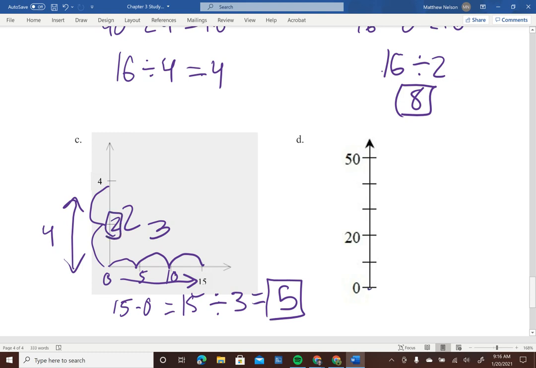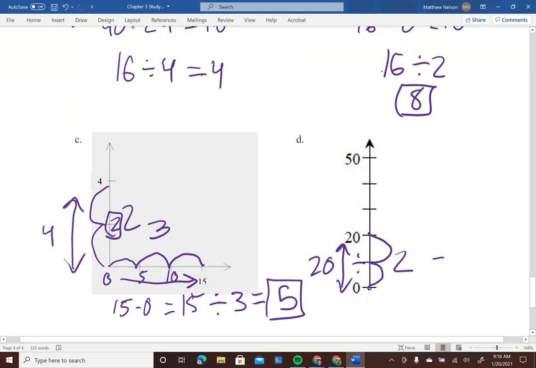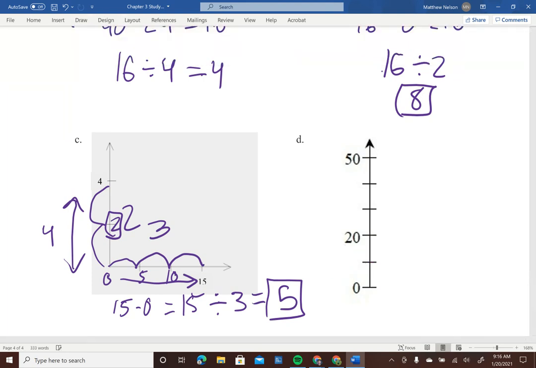All right, one more time. In this case, I'm going to count up 1, 2 jumps. And we're going up a total of 20. So I'm going to do 20 divided by 2, which gives me 10. So we're going up by 10 each hash mark. That's what it tells me. 10, 20, 30, 40, 50. And you can always just check your work by looking to make sure that this makes sense. You're going up by the same number each time.